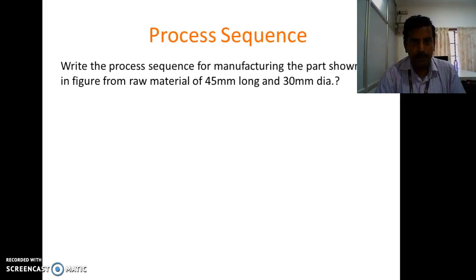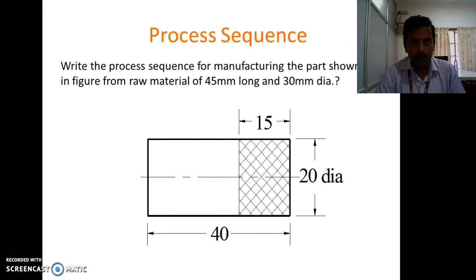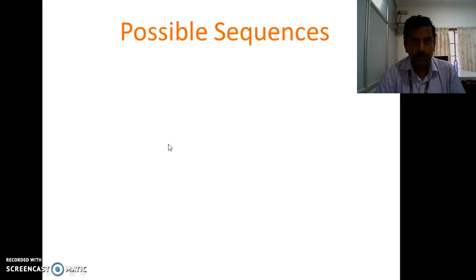And there is an example assessment for you. Write the process sequence for manufacturing the part shown in the figure from a raw material of 45 mm length and 30 mm diameter. And this thing we already did in the DPS assessment in the previous class.